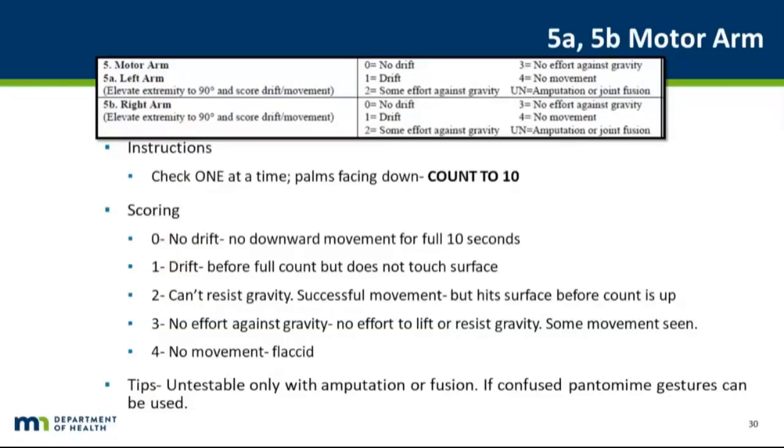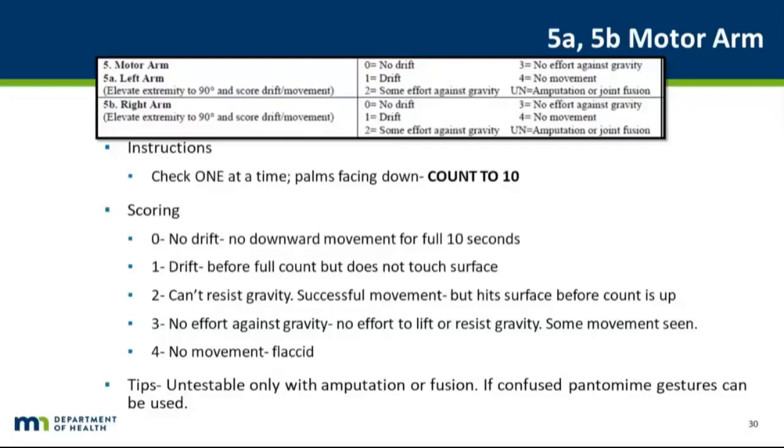If there is no drift for the full 10 seconds, the score will be a 0. If there is a drift downward without touching the surface, that's a 1. If they drop to the bed before the count is up, that's a 2. If some movement is seen, but the patient can't really lift or hold, that's a 3. And for no movement or the limb is flaccid, score a 4. This is only untestable with an amputation or fusion.